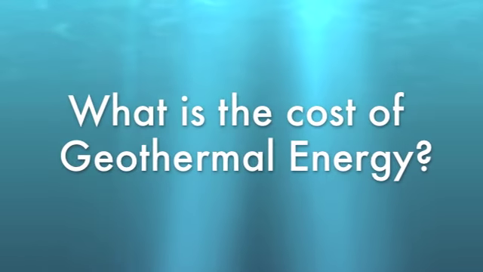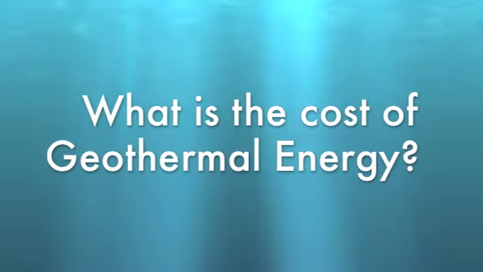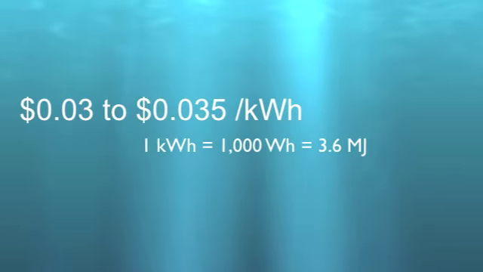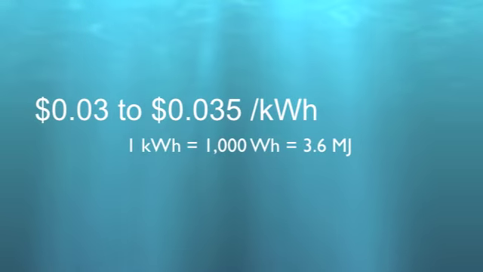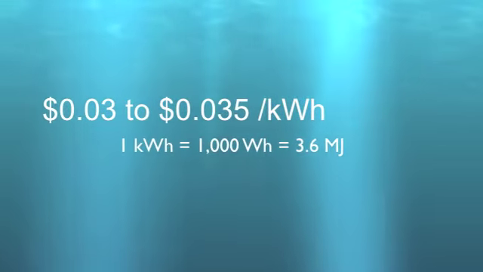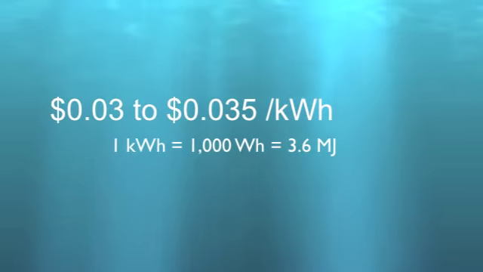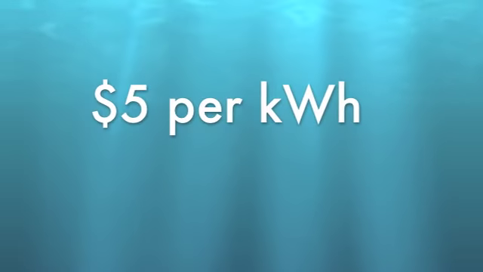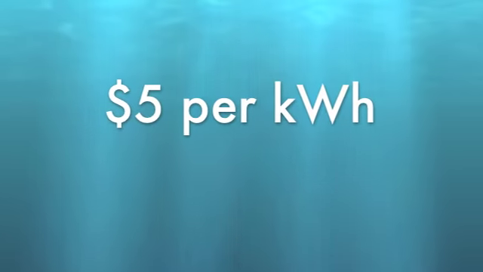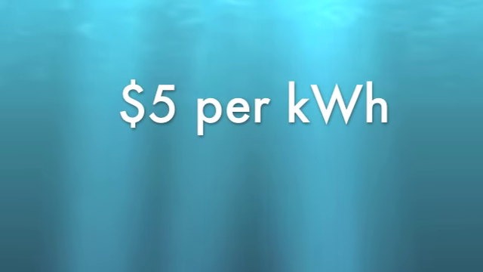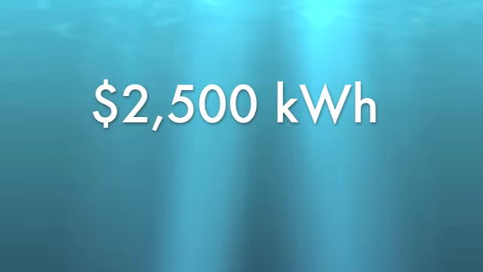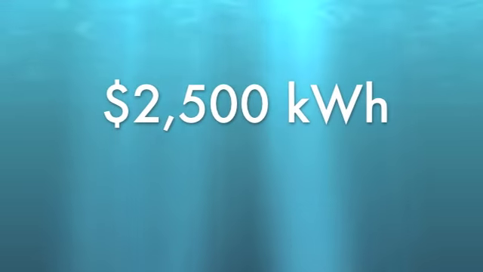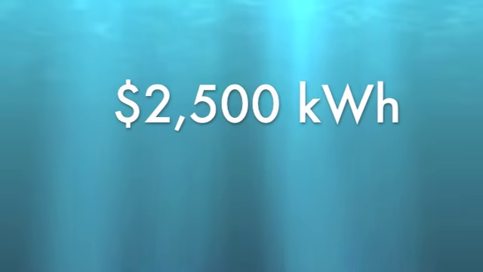At the geysers, the largest complex of geothermal power plants in the world, power is sold at 3 cents to 35 cents per kilowatt. The kilowatt is a unit of energy equal to 1,000 watt-hours, or 3.6 megajoules. A power plant built today would probably require about $5 per kilowatt. The initial cost for the field and power plant is around $2,500 per installed kilowatt in the US.